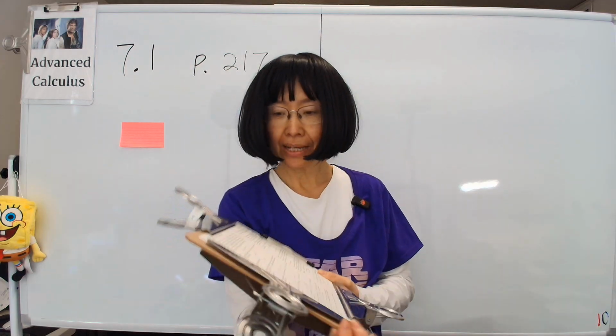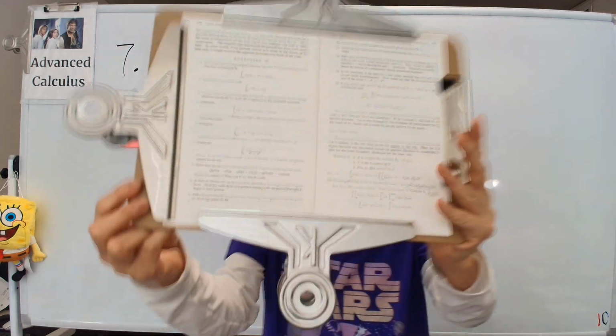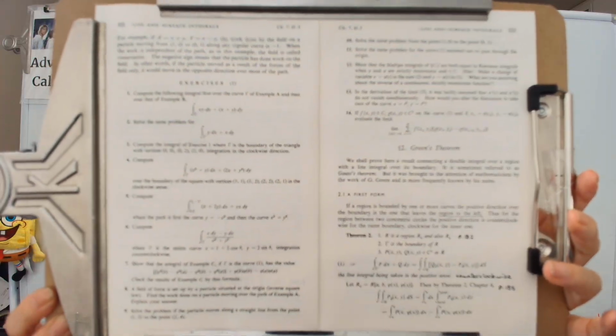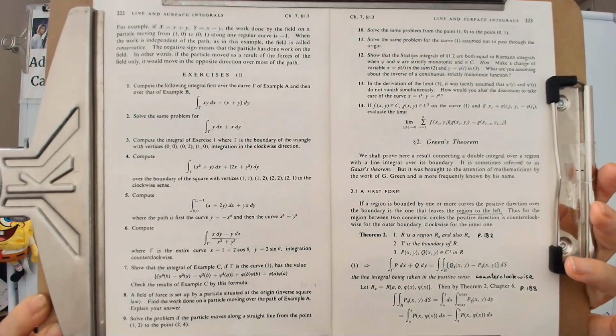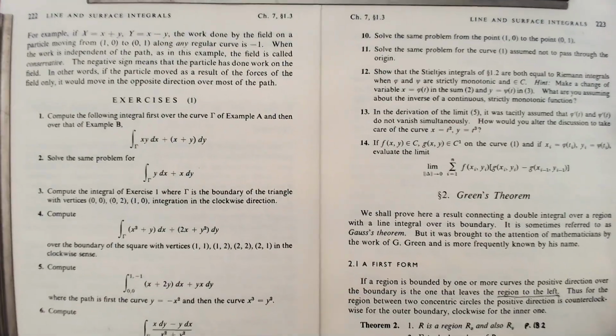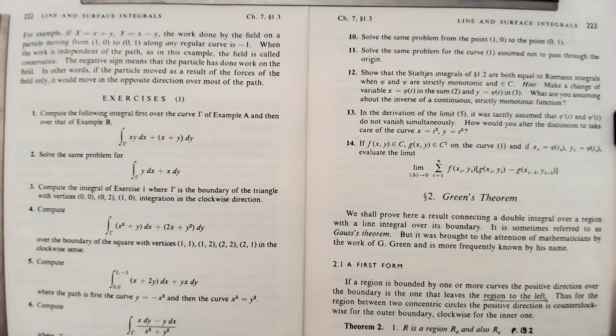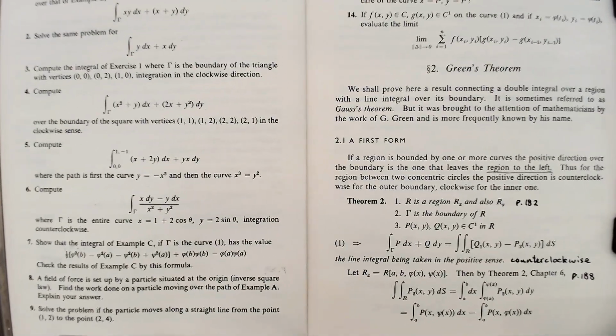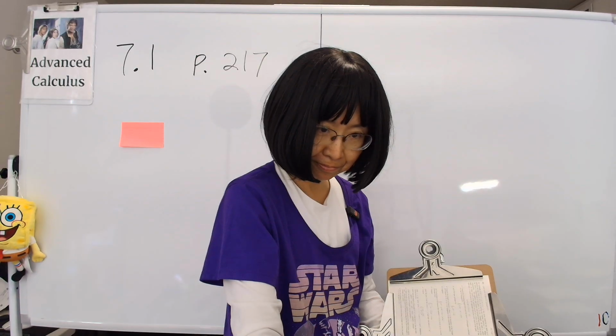And finally, page 222 and 223. Like that. And then a little closer on top. And a little closer on the bottom. Okay, that should do it.